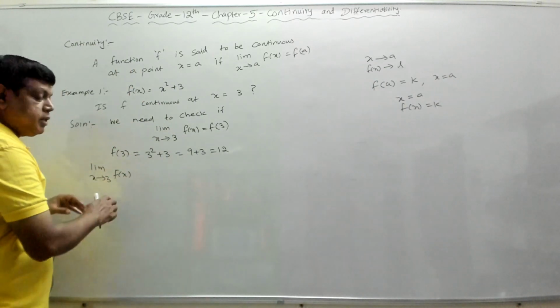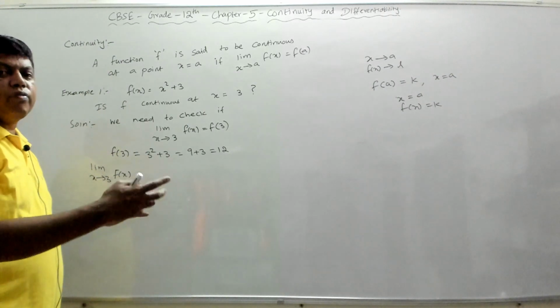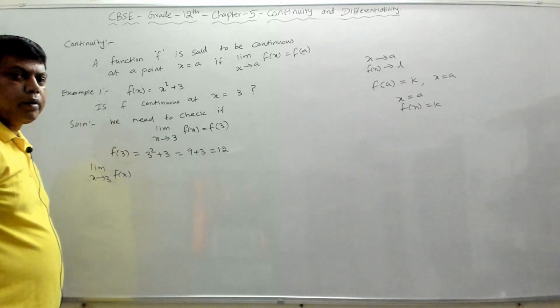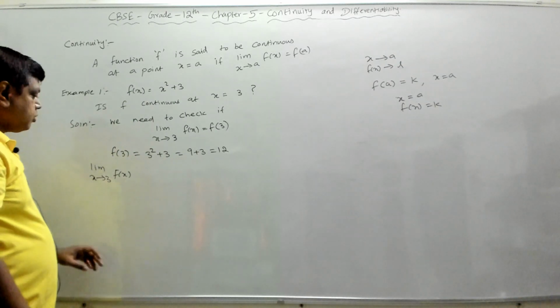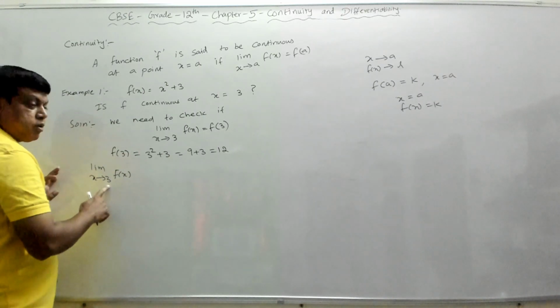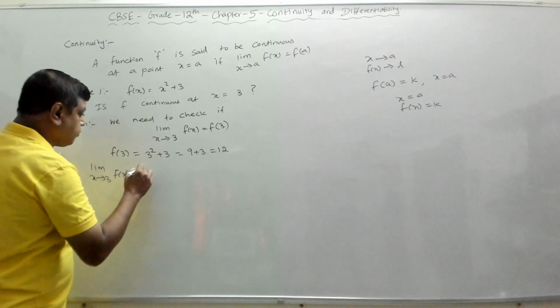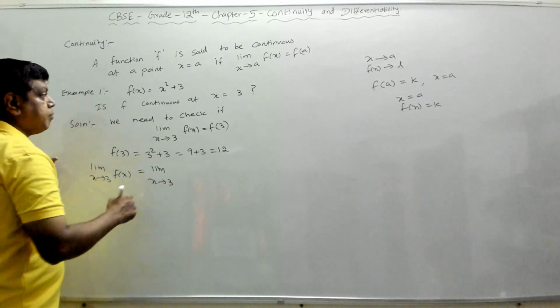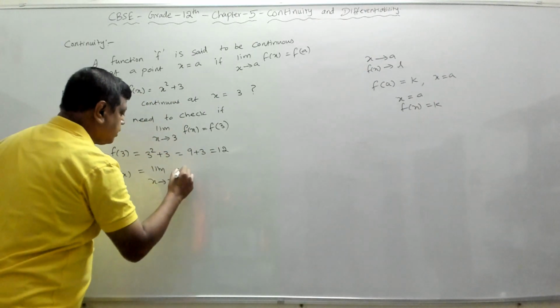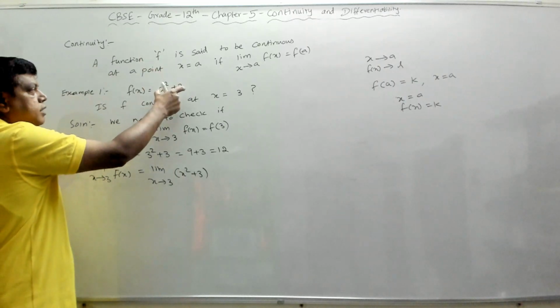So if you have just a single definition, then we can directly find the limit. We don't have to find the left hand limit and right hand limit. Even if you find them, there is nothing wrong with that. So we can directly find the limit as x goes to 3. I am not finding LHL or RHL. I am directly finding the limit as x goes to 3 of f of x. f of x is x square plus 3, because f of x has only this definition. For any x, it is x square plus 3.